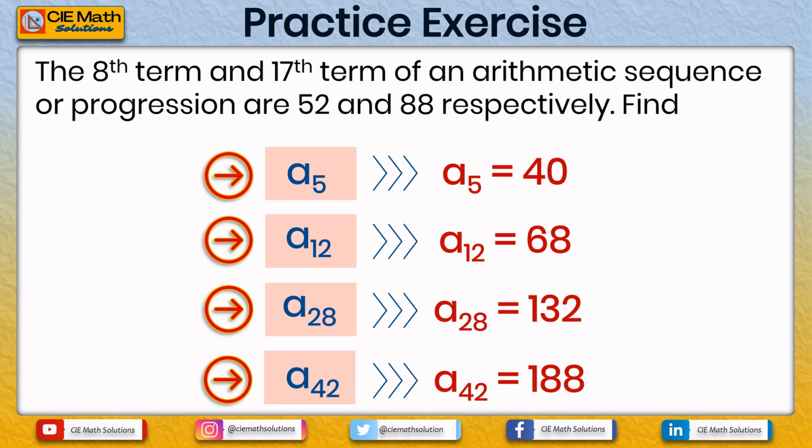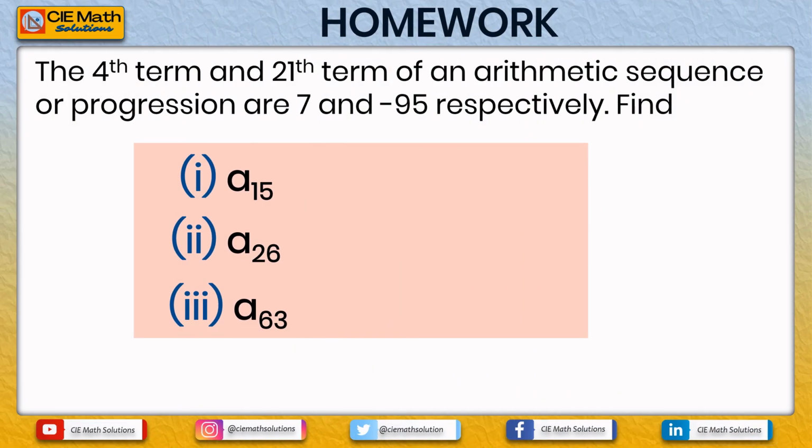You may answer the following homework. The 4th term and 21st term of an arithmetic sequence or progression are 7 and negative 95 respectively. Find A15 or the 15th term, A26 or the 26th term, and A63 or the 63rd term.